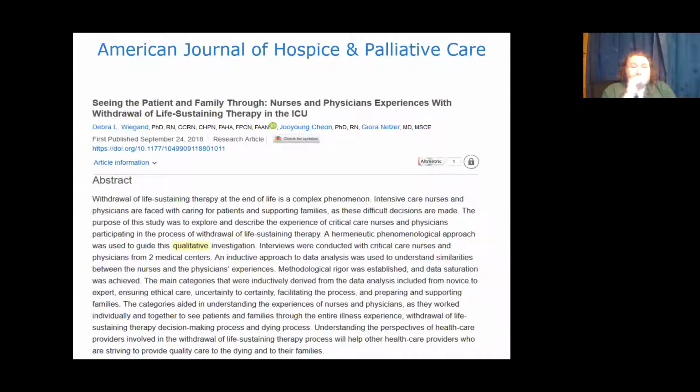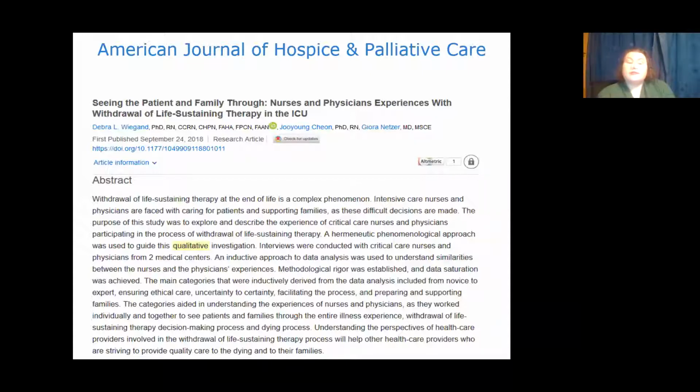So this is a paper from September 2018 from the American Journal of Hospice and Palliative Care. And it's a study looking at nurses' and physicians' experiences of the withdrawal of life-sustaining therapy. So it's identified very clearly in the abstract as a qualitative investigation. You'll see that a phenomenological approach is mentioned, and they clearly identify that interviews are used and that an inductive approach to data analysis was used. So you've got those high points in the abstract.